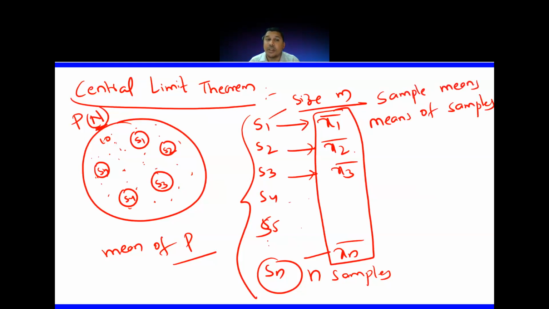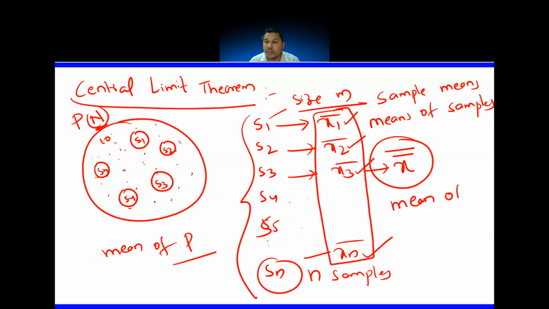Central limit theorem states that for these sample means, again you find out the mean, x double bar. See, this x1 bar is also a number, right? This is a mean, also a small number. For these numbers, again you find out the mean. So this x double bar is called the mean of sample means.